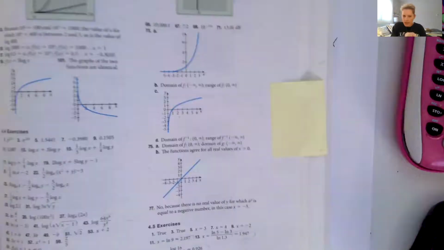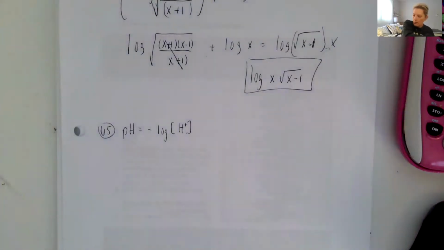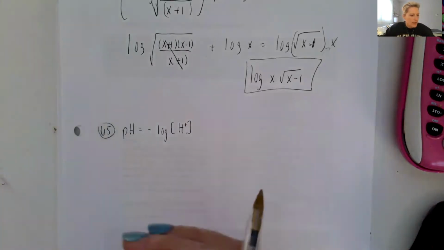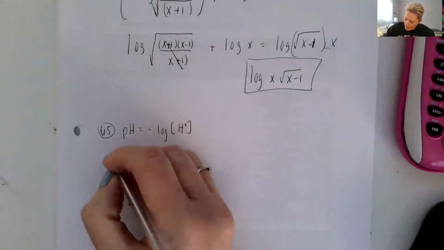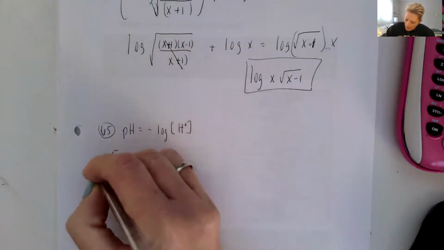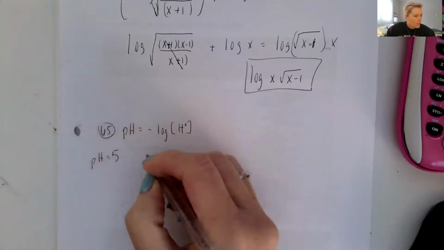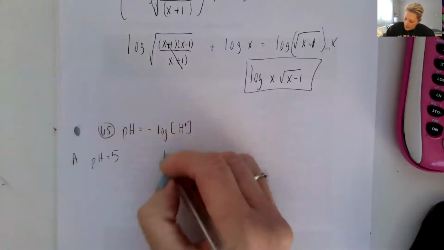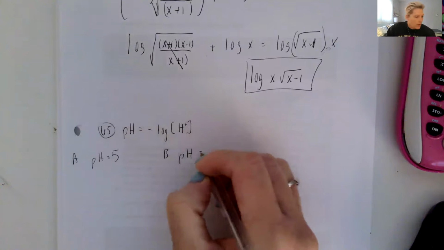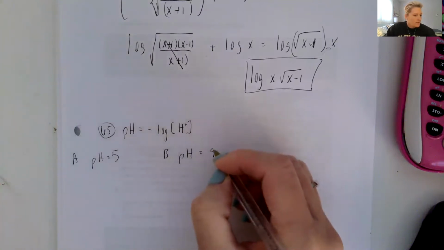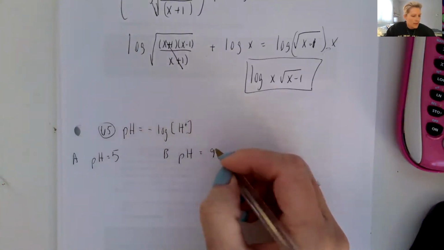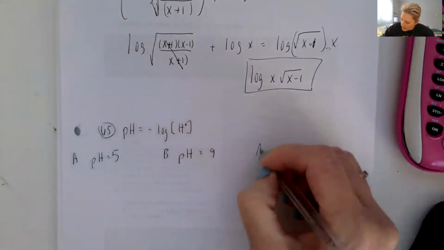So let's look at number 65 in the lesson here. Number 65 says, suppose solution A has a pH of 5. So we have one that has a pH of 5. And solution B has a pH of 9. And it says, what is the ratio of concentration of hydrogen ions of A to B?